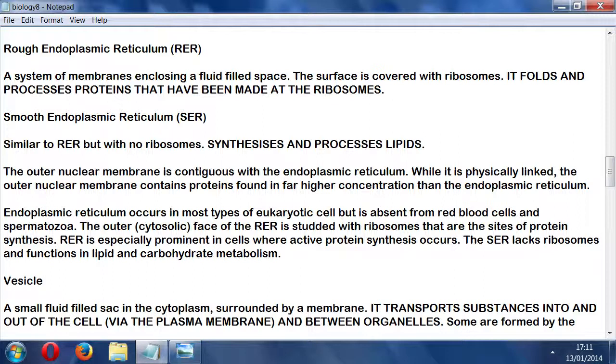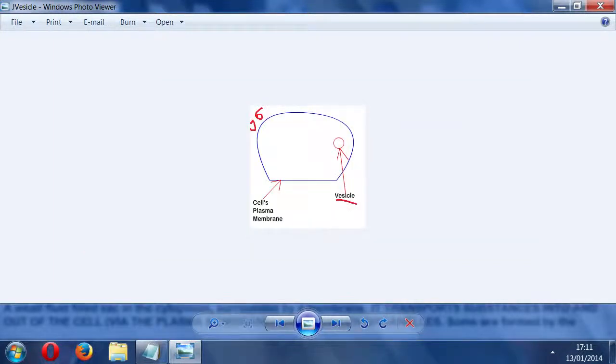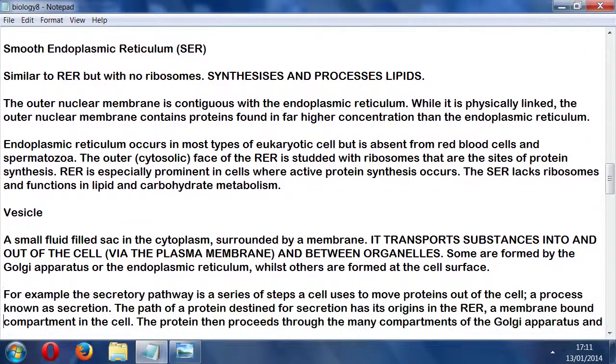The outer cytosolic face of the RER is studded with ribosomes that are the sites of protein synthesis. RER is especially prominent in cells where active protein synthesis occurs. The SER lacks ribosomes and functions in lipid and carbohydrate metabolism. So, no ribosomes there in the smooth endoplasmic reticulum. Okay, so now we move on to the vesicle.